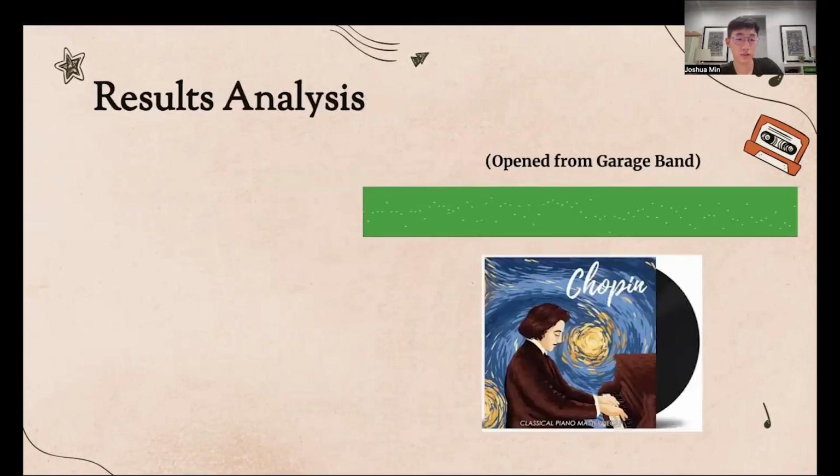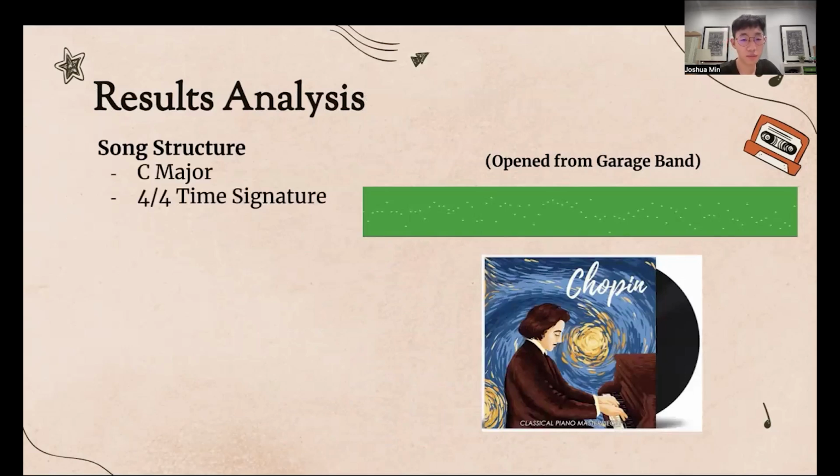Now we'll be analyzing the results. The song was in C major. It was in 4/4 time signature, and it was 120 BPM speed.